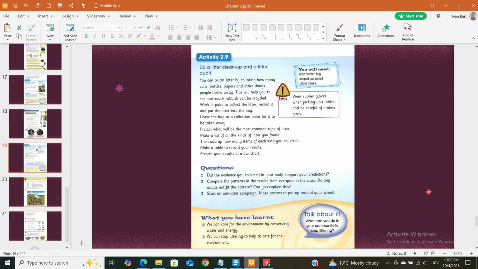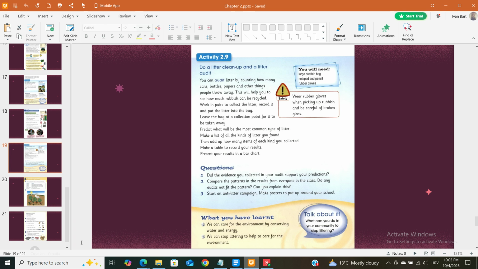Questions. 1. Did the evidence you collected in your audit support your predictions? 2. Compare the patterns in the results from everyone in the class. Do any audits not fit the pattern? Can you explain this? 3. Start an anti-litter campaign. Make posters to put up around your school.